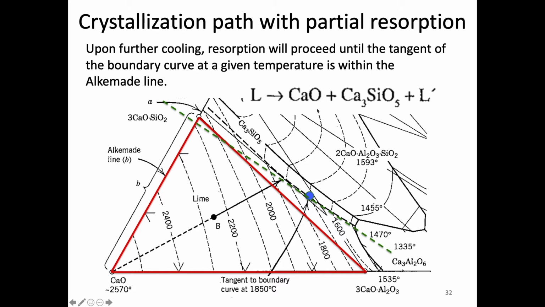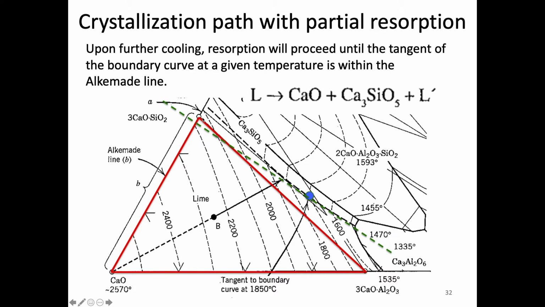And so the other thing that we can get from this, if I go back, is the tangent. Whether it's within or without the alcomate line will tell us if we have something that needs to be consumed. But in the other instance, it will tell us how much is being produced. So, in this case, we mentioned that both calcium oxide and this other calcium silicate are being produced.